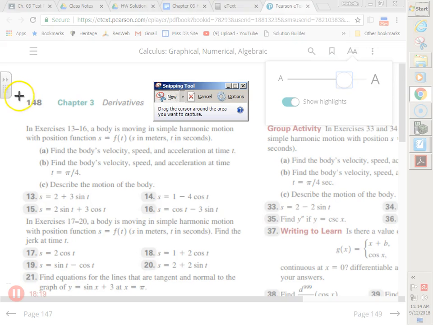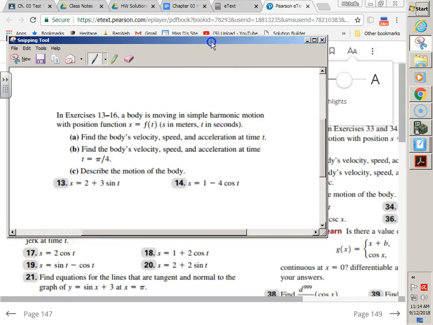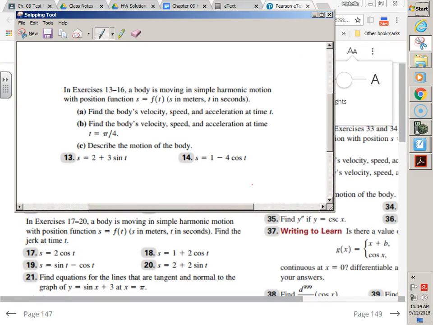Simple harmonic motion, ghost springs. It's number 13. Is anybody still writing it? A couple more seconds.